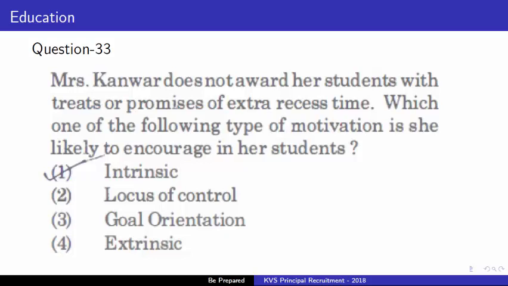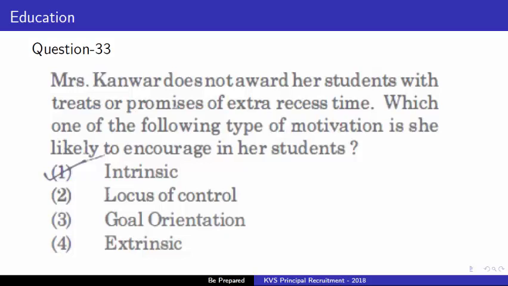Second one is locus of control. The locus of control is referred to extent to which people feel that they have control over the events that influences their lives. The locus of control can influence not only how you respond to the events that happen in your life, but also your motivation to take action.